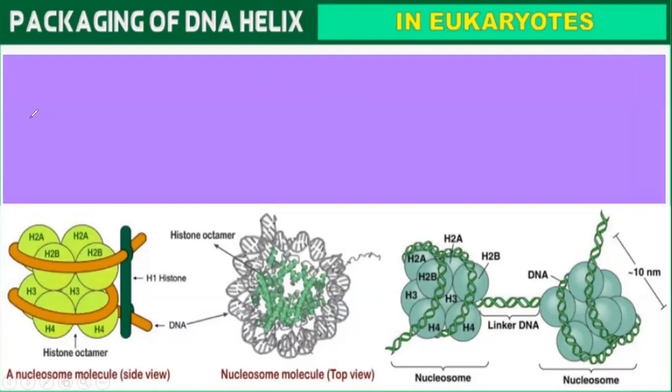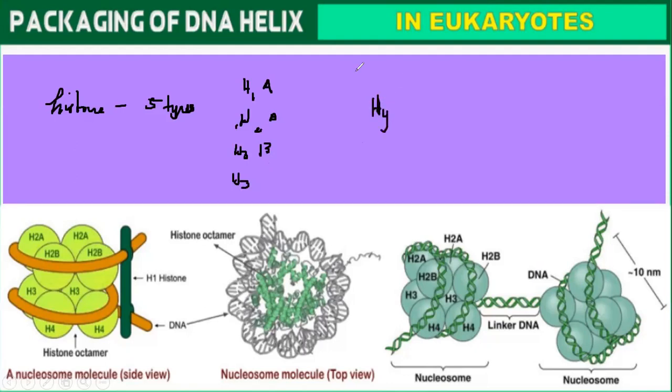Okay, so the histone proteins, as per your NCERT, are of 5 types. That is H1, H2A, H2B, H3 and H4.